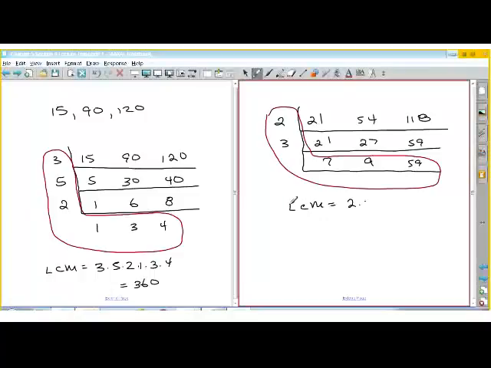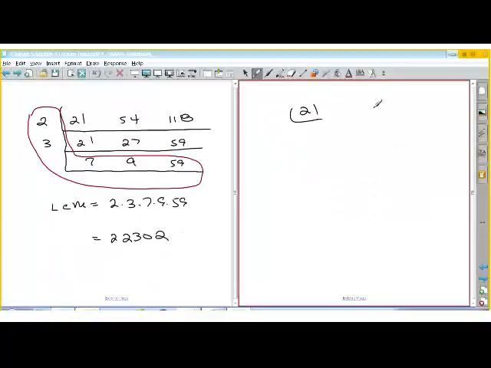So the least common multiple in this case is 2 times 3 times 7 times 9 times 59. So it's a really big number. 2 times 3 times 7 times 9 times, oops, got one of the numbers wrong there. 7 times 9 times 59. It's 22,302. Obviously, you wouldn't want to list all the multiples of these to get to that point. It would take forever, but it didn't take very long at all by using this technique.